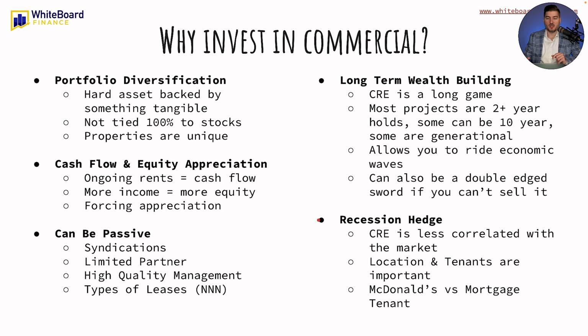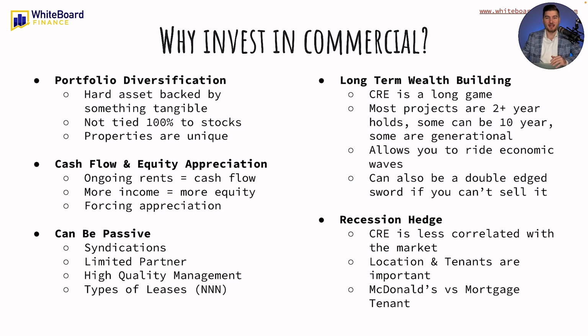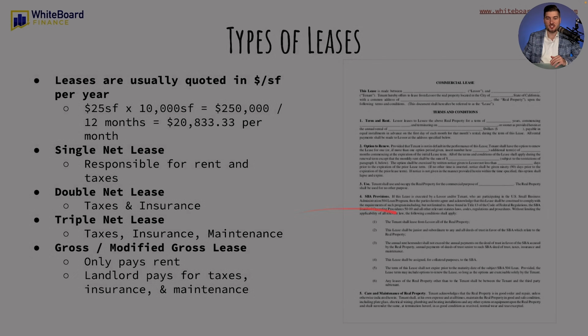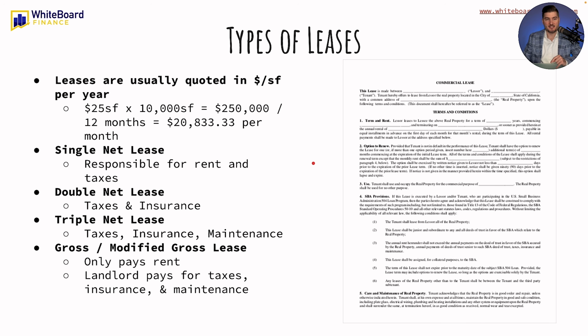A recession hedge, so commercial real estate is less correlated with the market depending on the location and the tenants. So a McDonald's as a tenant is going to be very different than a mortgage company flying by night, like Boiler Room, just smiling and dialing. Interest rates go up. Now they don't have money for rent, right? So it just depends on the strength of the location and the tenants.